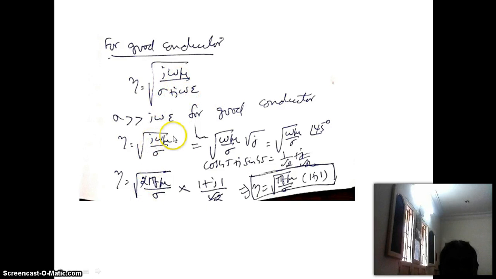So you simply have root of j omega mu by sigma. Take j outside: root j has angle 90 by 2, so the angle becomes 45 degrees, and the magnitude is root of omega mu by sigma. The angle of 45 degrees can be written as cos 45 plus j sin 45. Cos 45 is 1 by root 2 and sin 45 is also 1 by root 2, so 1 by root 2 plus j by root 2. Omega can be written as 2 pi f. The root 2 in the numerator and denominator cancel. Ultimately the intrinsic impedance is root of pi f mu by sigma times 1 plus j.